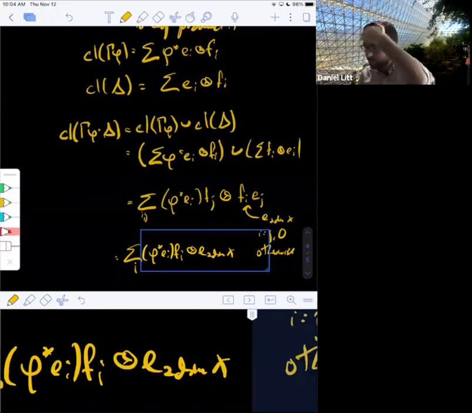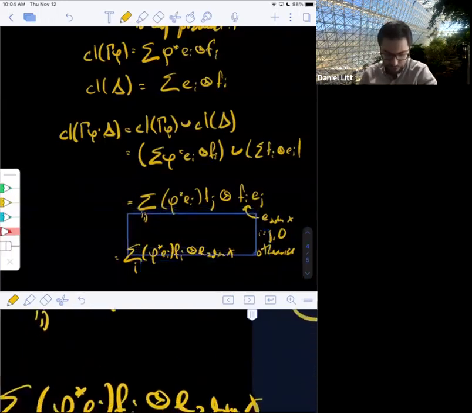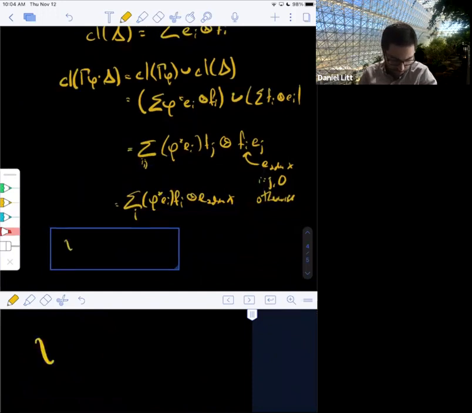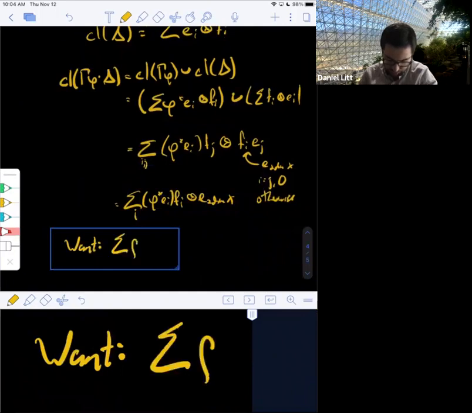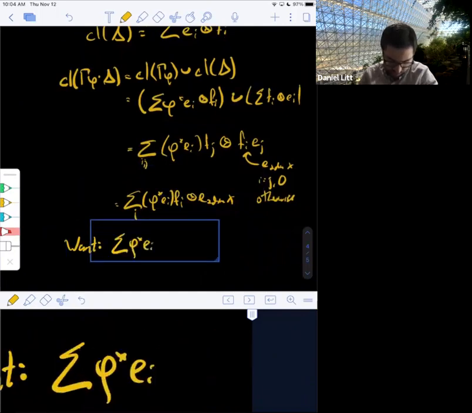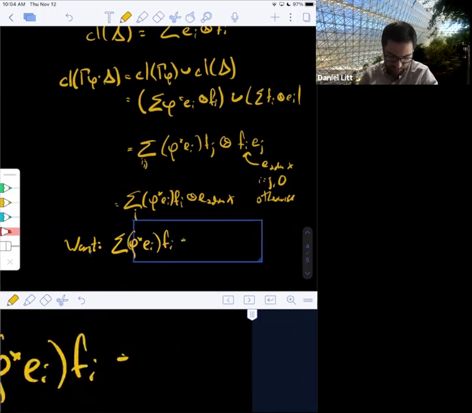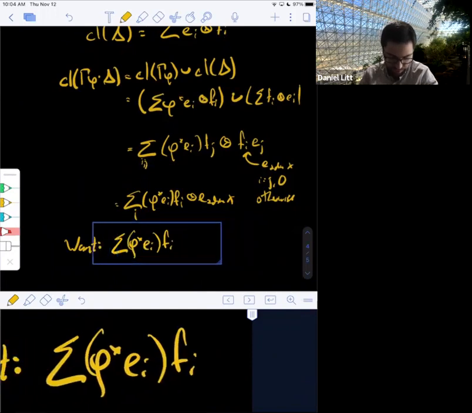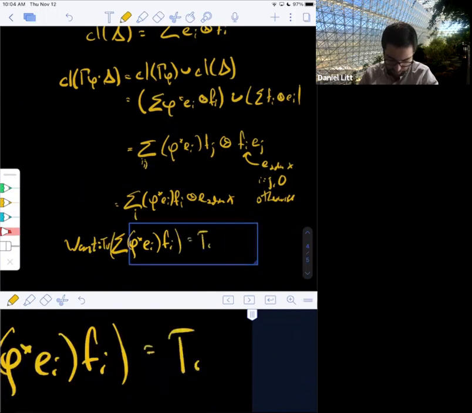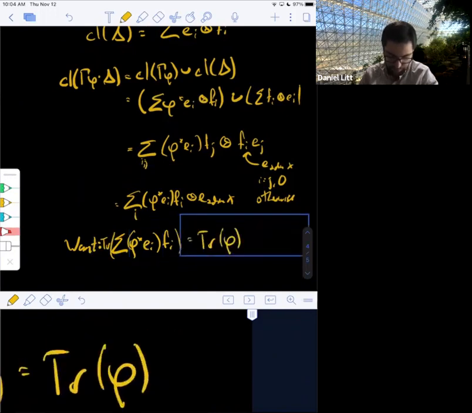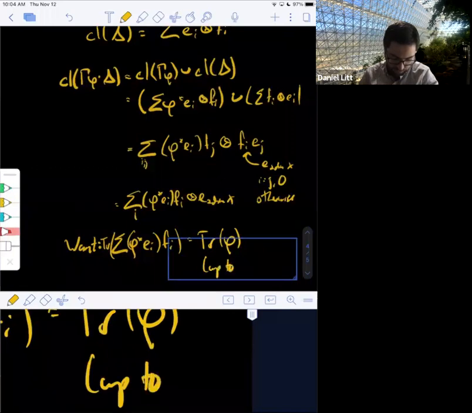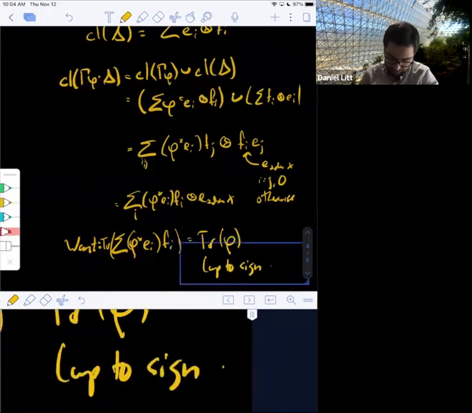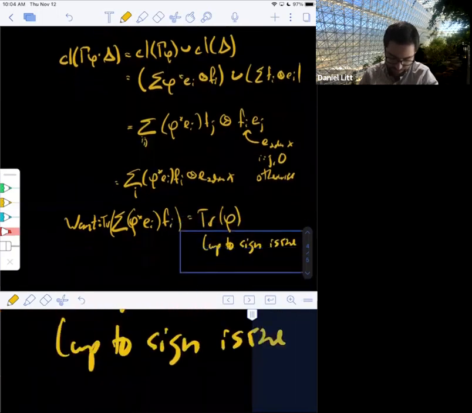Okay, so now what we want to show is the ultimate claim: the sum over phi star Ei Fi is a number, if you'd like. So the trace of this we want to equal the trace of phi. And then there's a sign issue, the -1 to the i's, which is something I'm going to drop in this sketch.